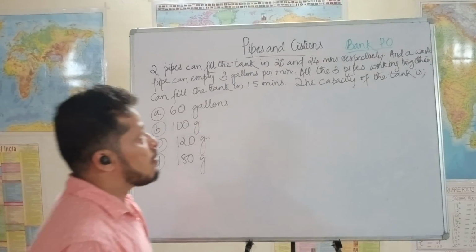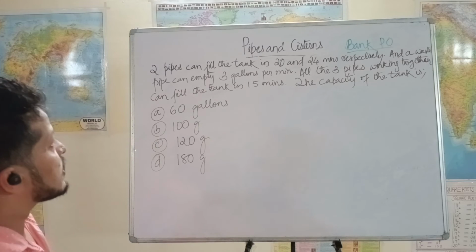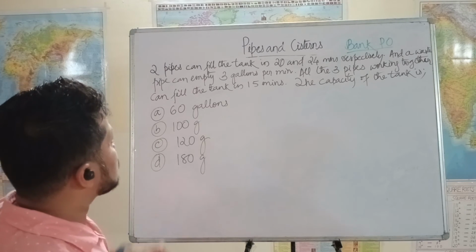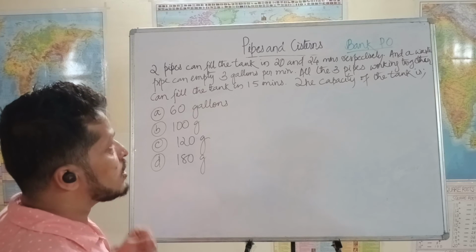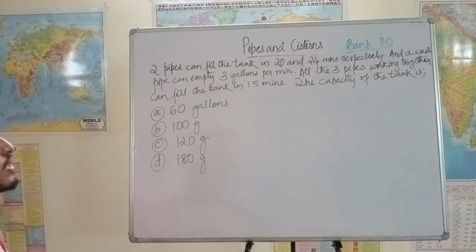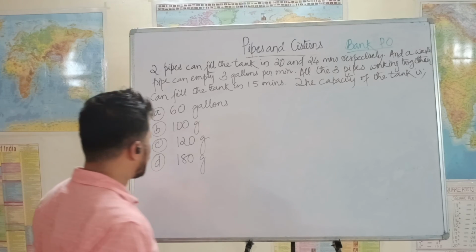Okay, we have a bank PO question. Two pipes can fill the tank in 20 and 24 minutes respectively, and a waste pipe can empty 3 gallons per minute. All 3 pipes working together can fill the tank in 15 minutes. The capacity of the tank is 60 gallons, 100 gallons, 120 gallons, or 180 gallons.